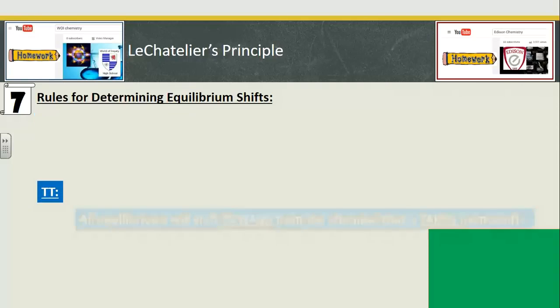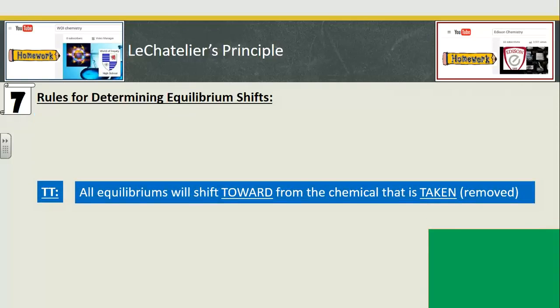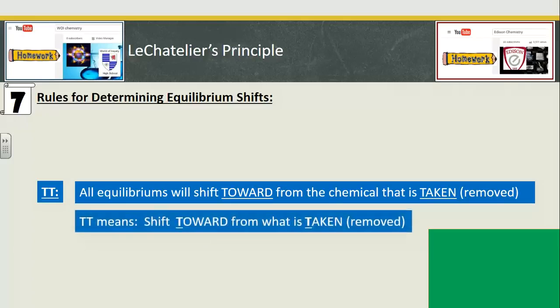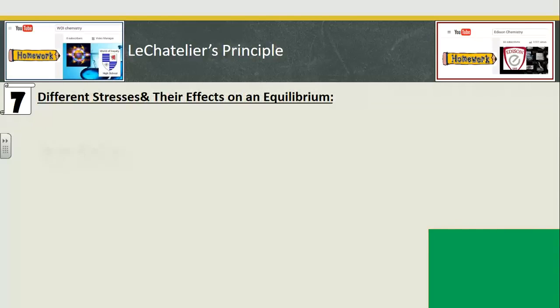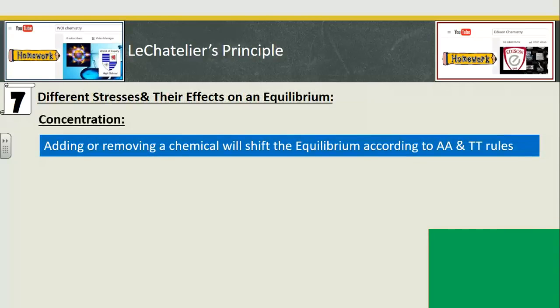Now, TT is you shift towards what is taken away. So you're going to shift toward the side of the reaction that has heat taken away from it if heat is part of the reaction. You're going to shift towards the side of the reaction that has a product or compound taken away from it. And you're going to shift toward the side of the reaction that has fewer gas molecules if you remove gas from it. Okay? Different stresses. Concentration, adding or removing a chemical will shift according to AA and TT rules, away from what you add, towards what you take.